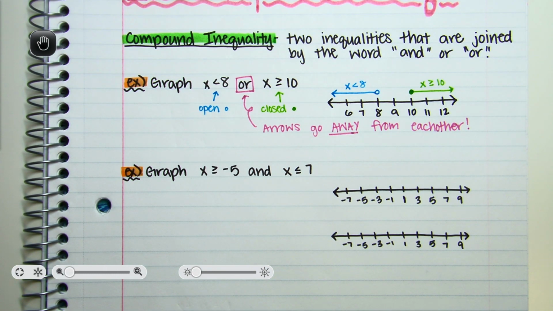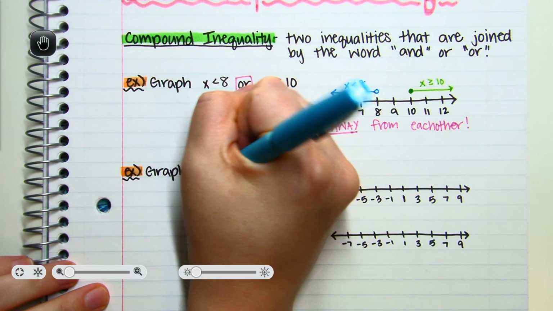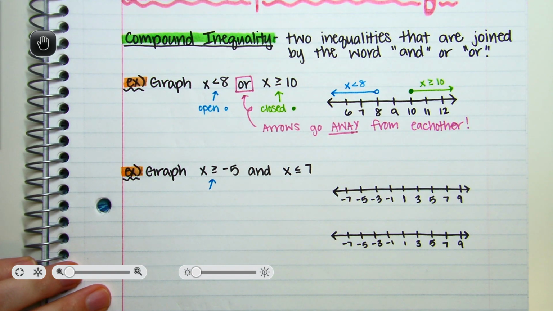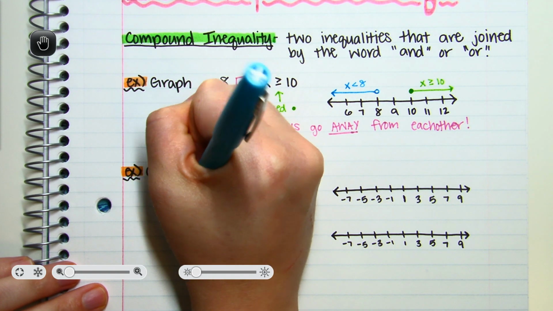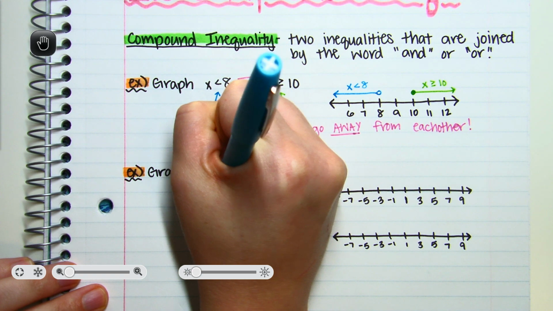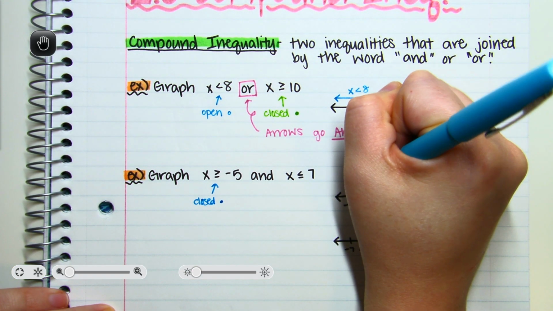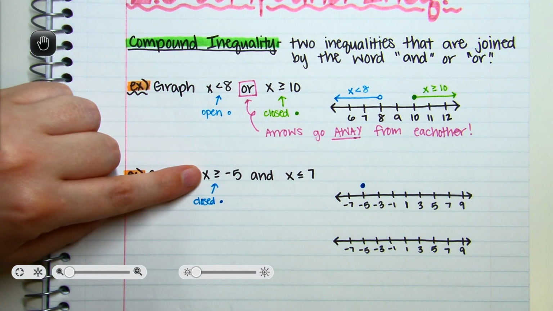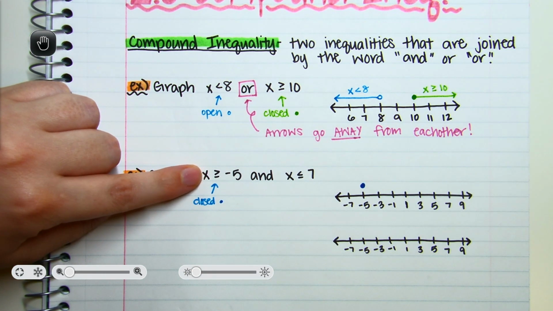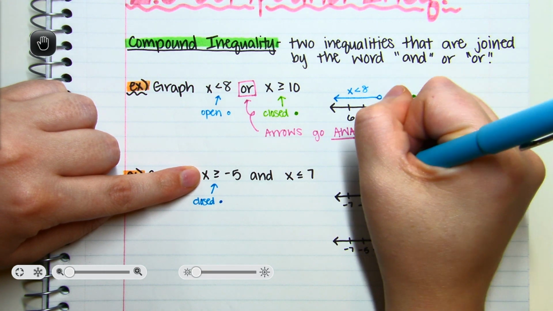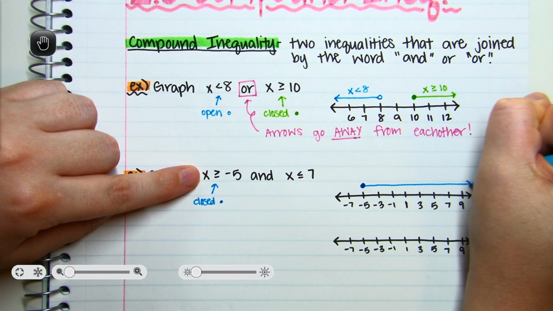Second example we're going to look at is now an and statement, and I'll explain why I did two separate number lines in just a minute, but let's go ahead and graph these. Open or closed? Good, this is closed. Closed circle, so we're going to have a closed circle at -5. And it's everything greater than or equal, so all numbers that are bigger than -5, which is everything going to the right.